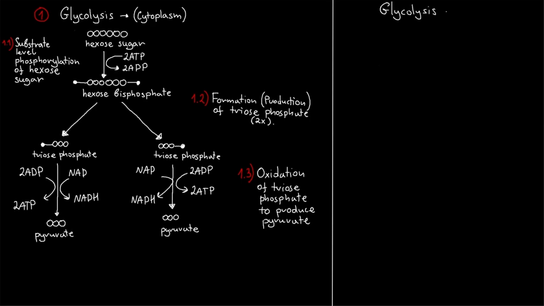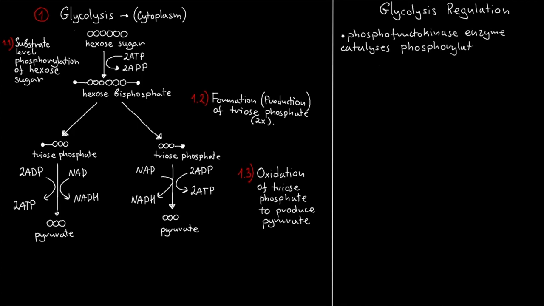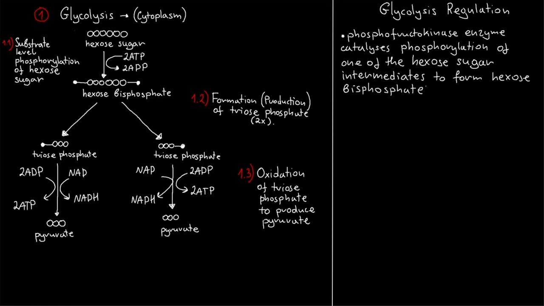Now we're going to talk about regulation of glycolysis. If we were to stop the catalysis of a certain reaction during glycolysis, you should understand that we will stop the whole process of respiration, whether aerobic or anaerobic. Because imagine if hexose bisphosphate wouldn't be formed. That's the case with phosphofructokinase. Phosphofructokinase catalyzes the reaction of substrate level phosphorylation of hexose sugar, so the first stage of glycolysis. If we were to stop this reaction, no pyruvate would be formed, and therefore no further reaction would occur.